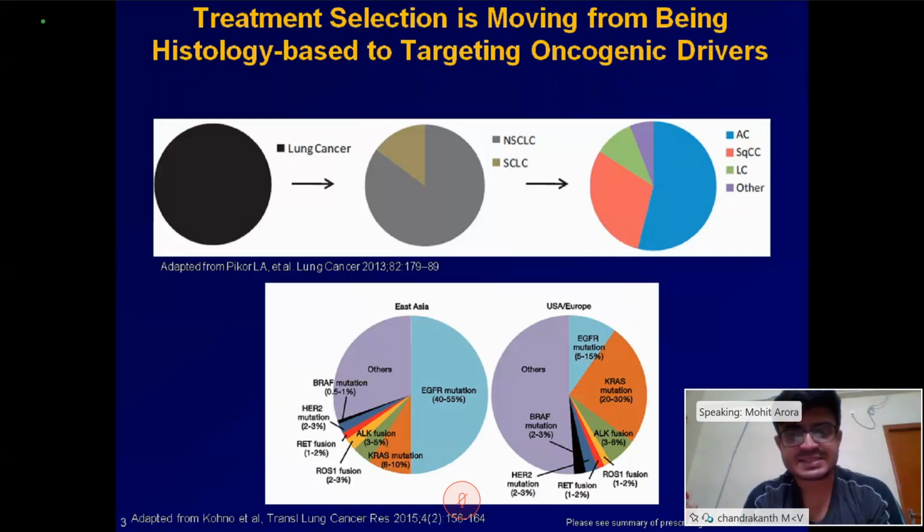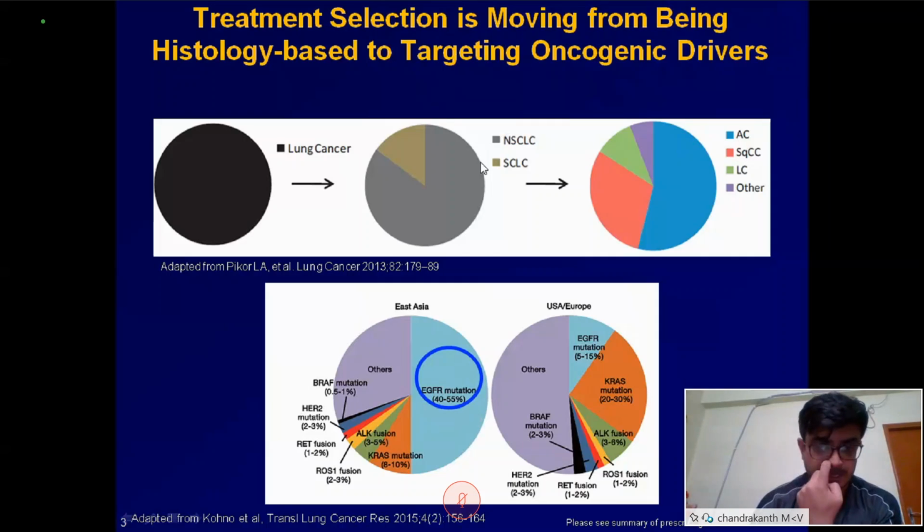To summarize this slide, lung cancer has non-small cell and small cell, and in non-small cell we have adeno and squamous. Adeno, which is the most common, is a heterogeneous disease with different driver mutations. EGFR mutation constitutes nearly 50% of non-small cell lung cancer and is the most common driver mutation present in the Asian population.